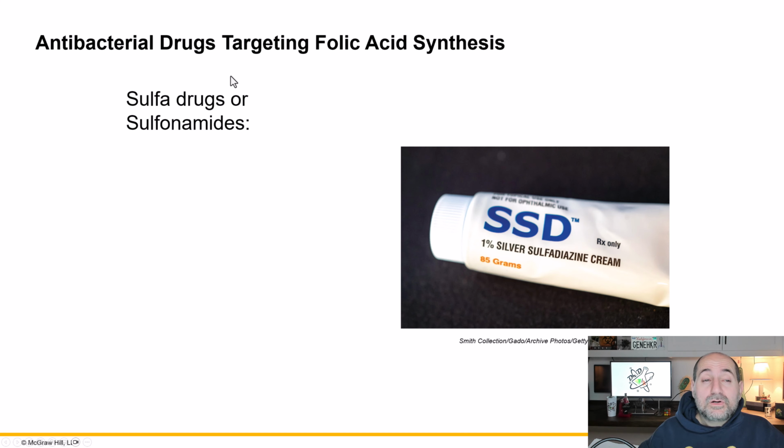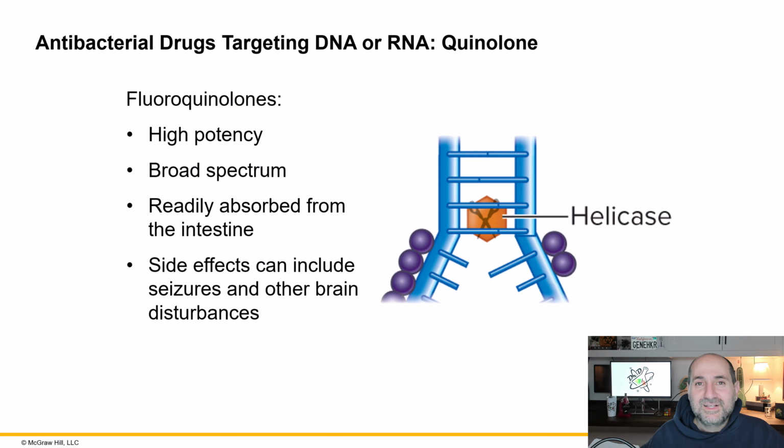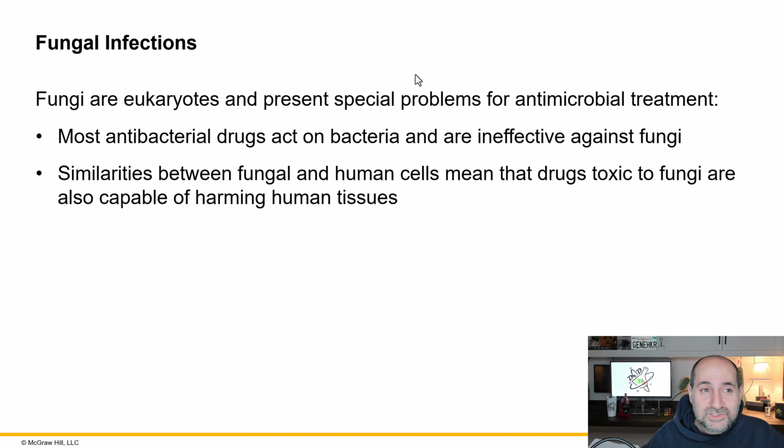And then there are also antibiotics that inhibit certain metabolisms, such as folic acid synthesis. And I want you to know that it's these sulfa drugs or sulfonamides. These are the ones that target folic acid synthesis. So we should know that. All right, there are also antibiotics that target DNA or RNA replication. And what you should know is that quinolones are an example of that. This is really important to understand.